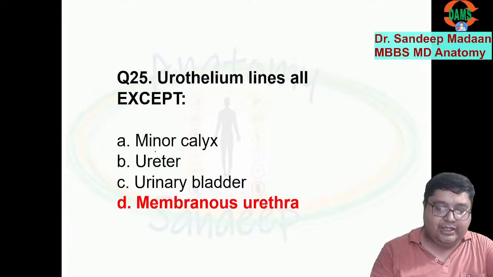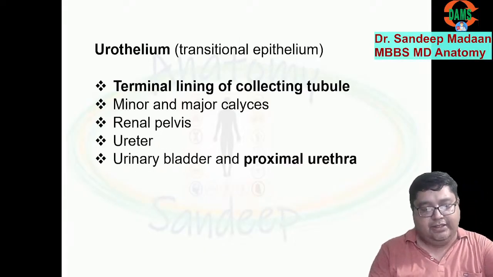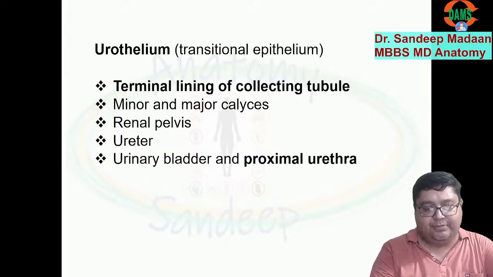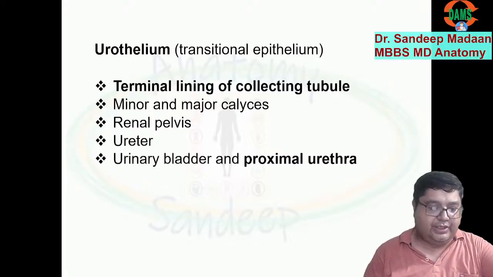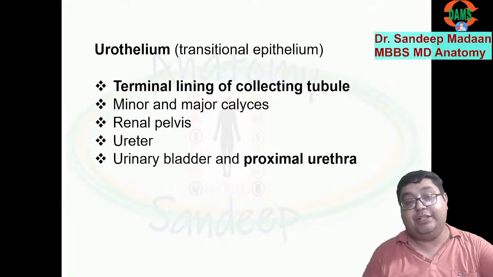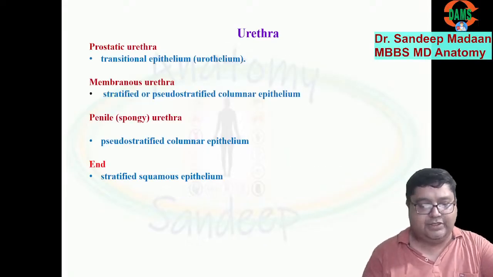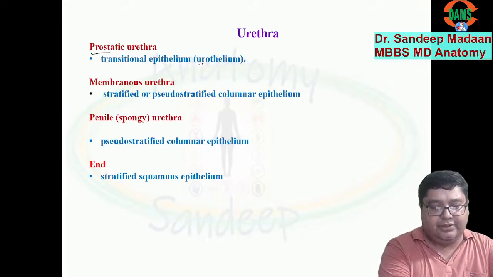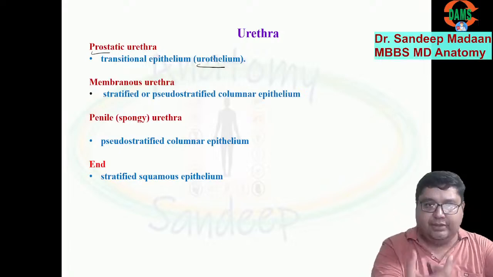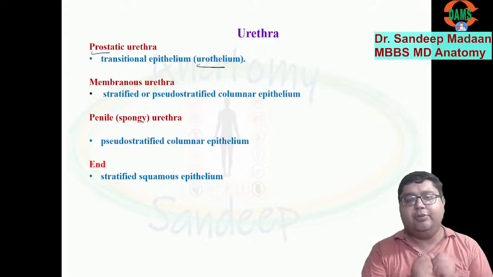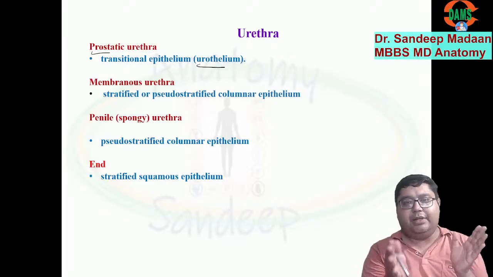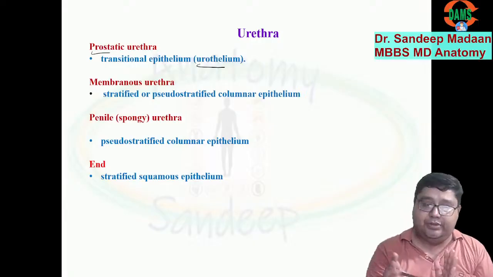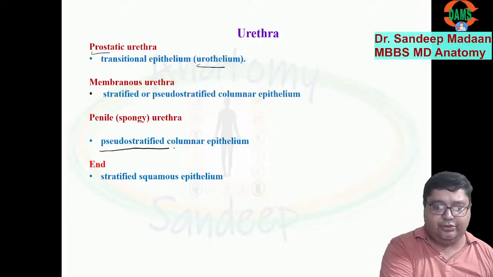Why? Because if you look at the urethra, let me explain. These are the parts where we have the urothelium present, first of all: terminal part of the collecting tubule, calyces, pelvis, ureter, and the bladder. Along with the bladder, the proximal urethra, meaning prostatic urethra. So prostatic urethra will have the urothelium because it is in continuity with the bladder, because at the neck of the bladder we have the prostate present. There we have continuity, transitional epithelium. But in the membranous urethra and the penile urethra, we have pseudo-stratified columnar epithelium.